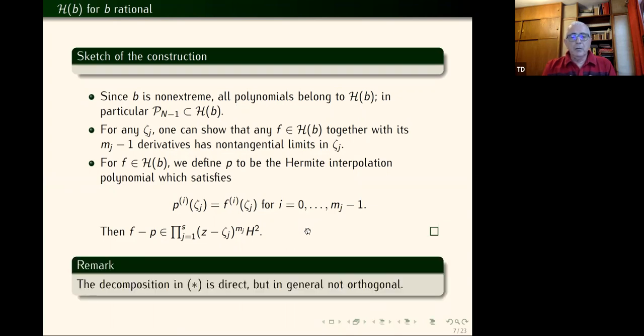And I just warn you that the decomposition is not in general orthogonal. In that simple case of (1 + z)/2, it was orthogonal, but in general, it's not orthogonal.